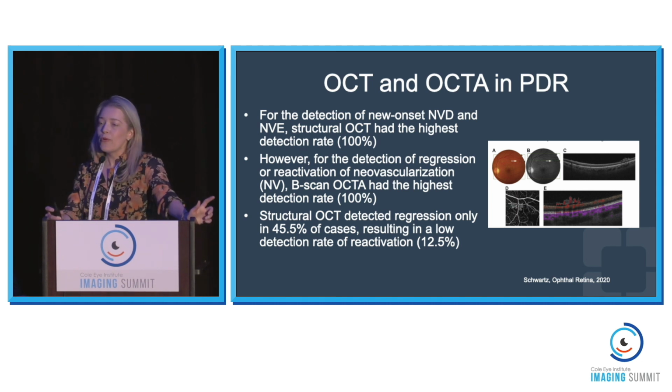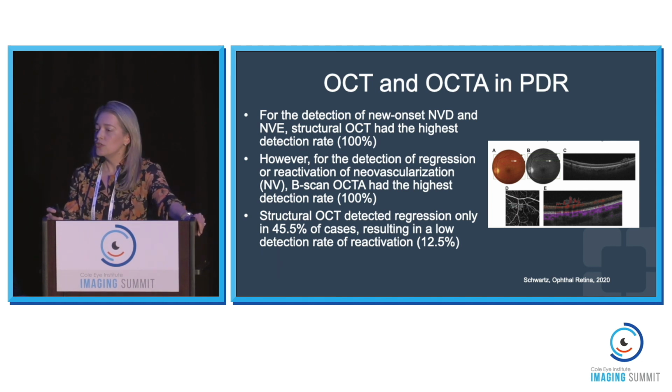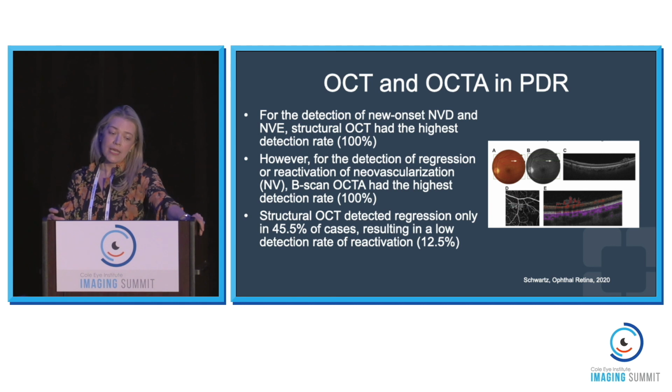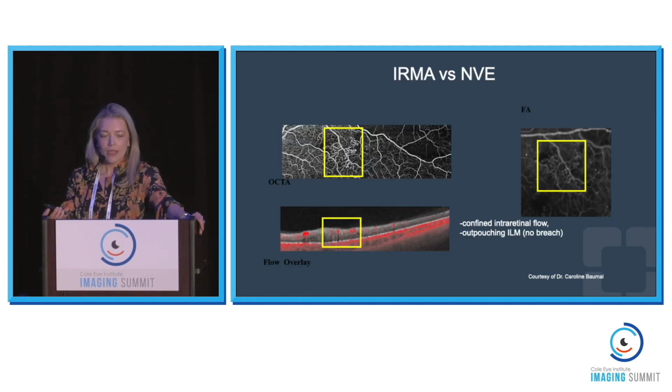So now I pose you another question. Do we really need our regular structural OCT if we can use OCTA, a 12 by 12 OCTA scan that will show you the DME, it will show you areas of non-perfusion, it will show you areas of neovascularization in terms of both regression and reactivation? And this is another nice ability of OCTA, to look at IRMA versus neovascularization elsewhere.